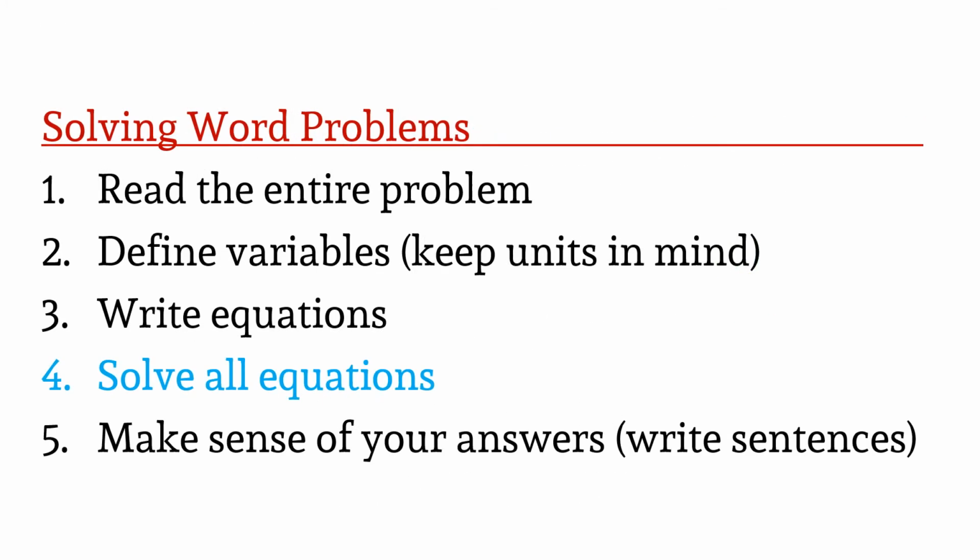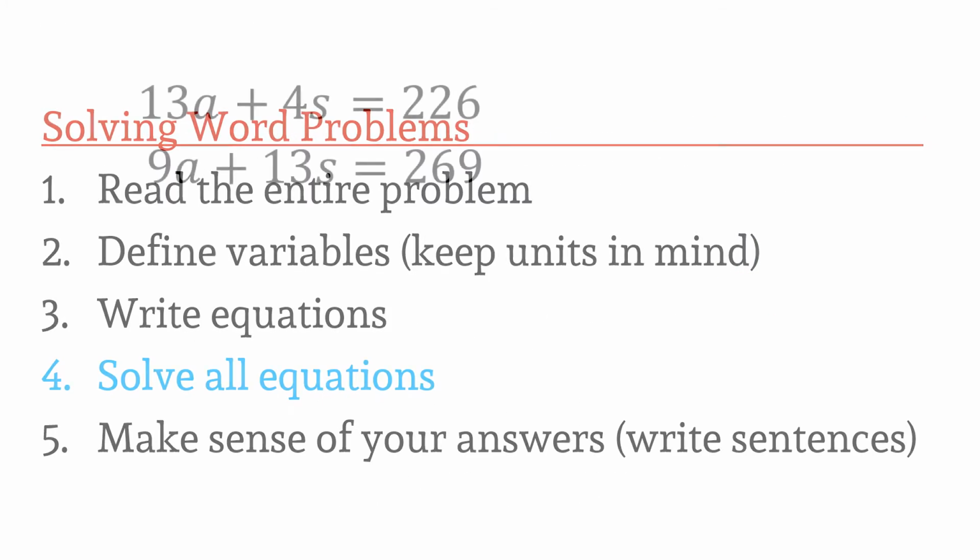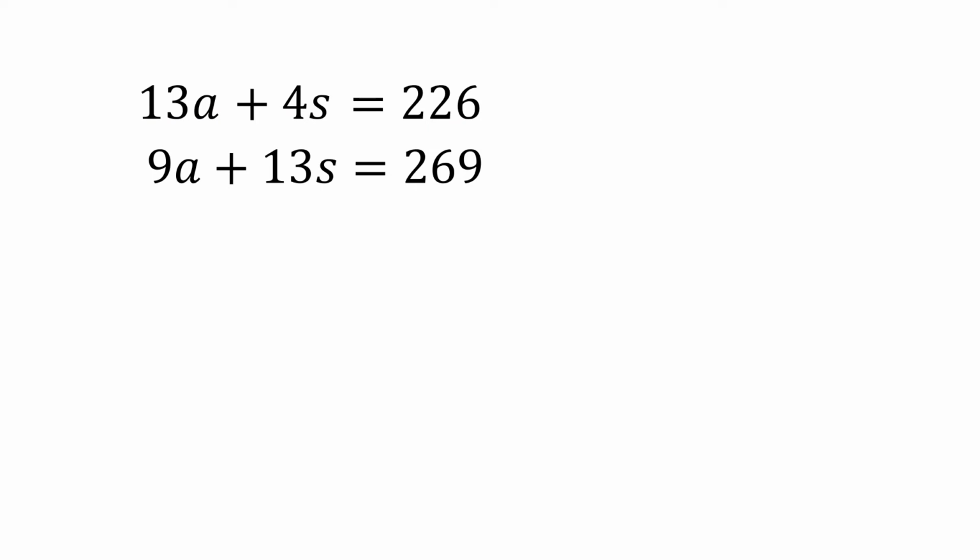Let's solve our equations. You'll see we have a nice system: 13A plus 4S equals 226, and 9A plus 13S equals 269. It looks like we can solve these using elimination. So let's multiply the top equation through by -9 and the bottom equation through by 13.